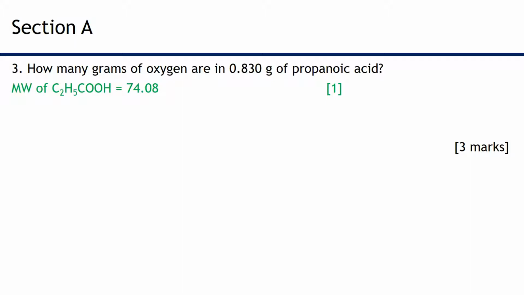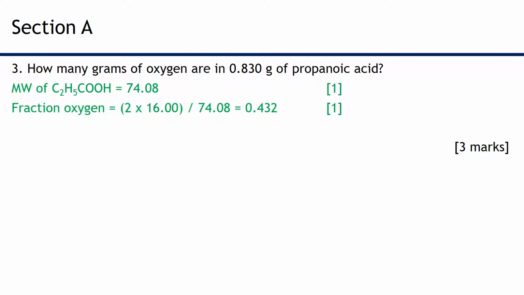74.08 for propanoic acid. The second step then is to work out what fraction of this mass is oxygen. So there are 2 atoms of oxygen in each molecule of propanoic acid. So we can do 2 times 16, that's the mass of oxygen given in your periodic table, divided by 74.08, and that will give you a decimal fraction of 0.432.